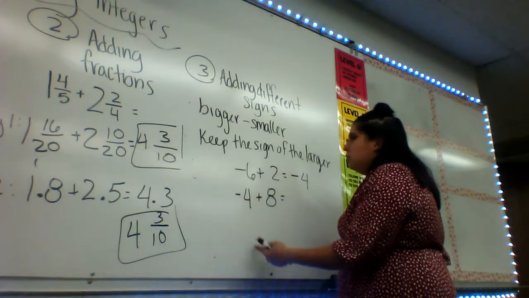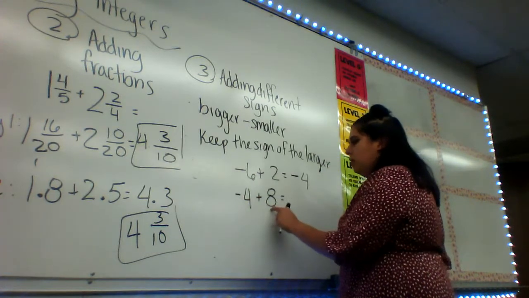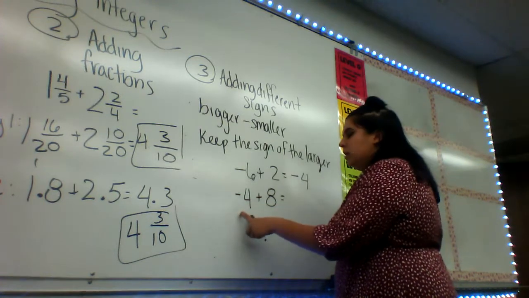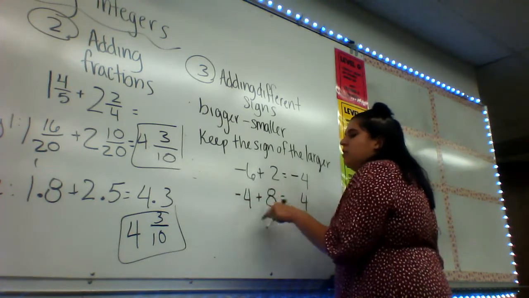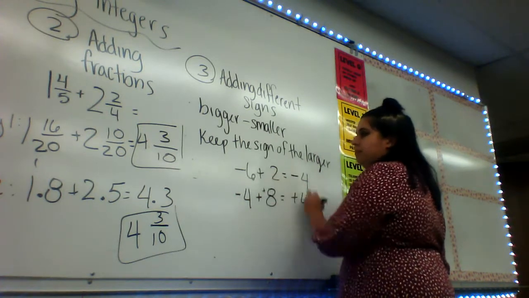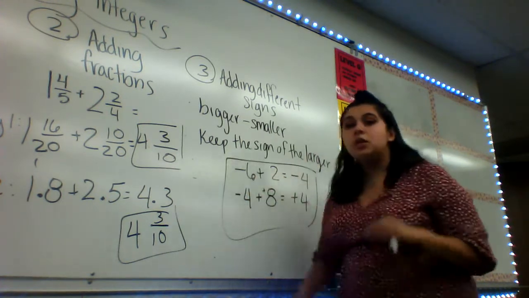Now, let's do it here. Let's try it again. So I'm going to subtract the larger number 8 minus the smaller number 4. So 8 minus 4 is going to give me 4. And I'm going to keep the sign of the bigger number. That one's a positive, so it's going to stay positive. And that's how we do this. This is a quick overview.